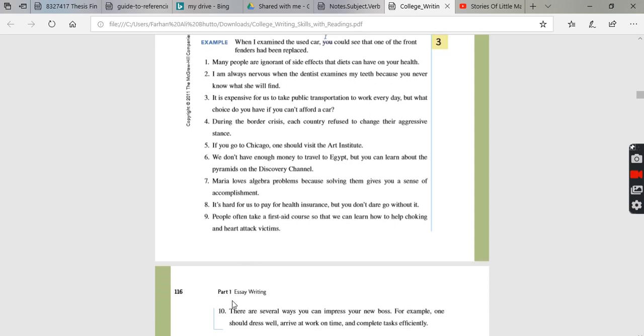And the last sentence is, there are several ways you can impress your new boss. For example, one should dress well, arrive at work on time, and complete tasks efficiently. The correct sentence would be, there are several ways you can impress your new boss. For example, you, second person. For example, you should dress well, arrive at work on time, and complete tasks efficiently.